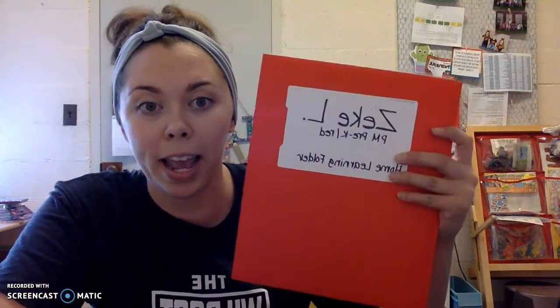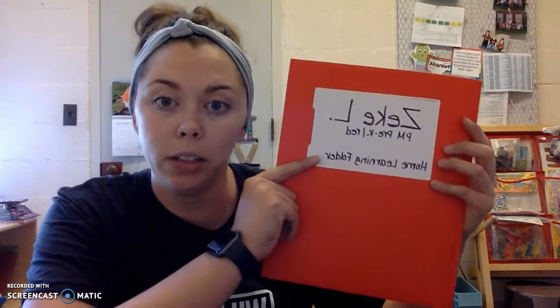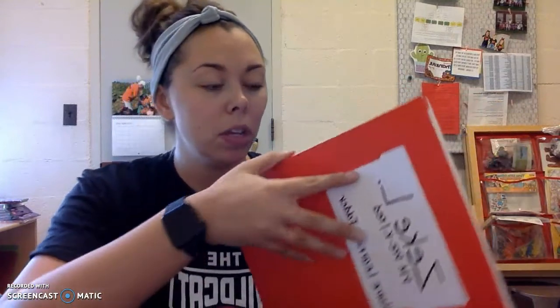If you are a remote learner, meaning you have chosen to stay 100% remote at home, you are going to be receiving this folder. It has their name on it and what schedule they're on. And then down here it says home learning folder. So when you see home learning folder on the lesson plans, you'll know that you need to get out this red folder.